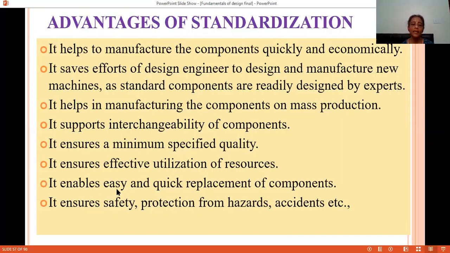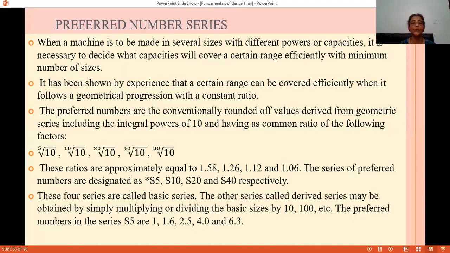It makes easy and quick replacement of the components. Whenever there is standardization, when you dismantle the components during servicing or maintenance, the replacement of the components after servicing and maintenance would be quick and easy. Standardization also ensures safety of the operators, and protection from hazards and accidents. Even the environment would be safe. So these are all the advantages of standardization.